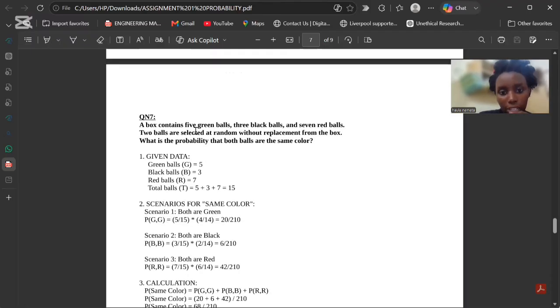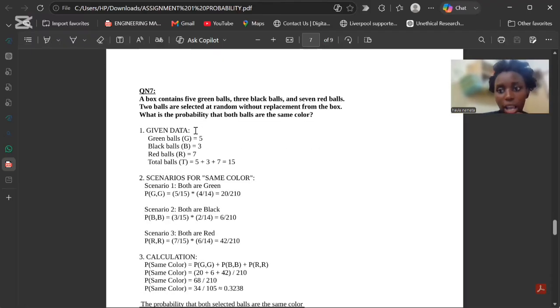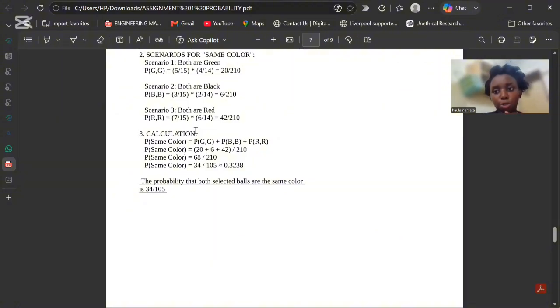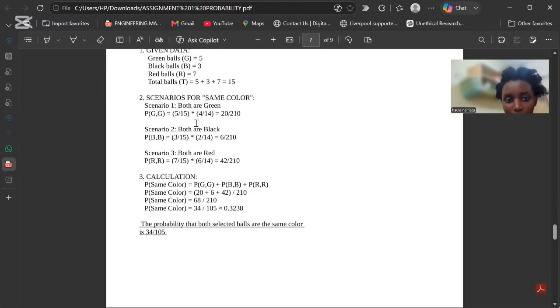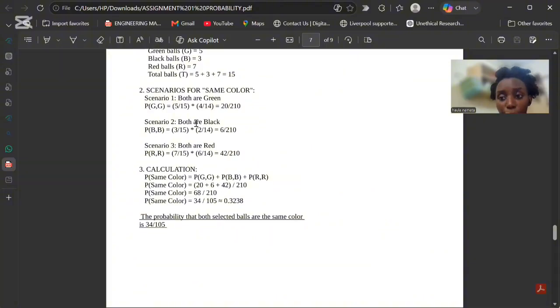Remember, the question tells us 2 balls are selected without replacement, meaning we pick a ball and we do not put it back into the box, so the total number of balls in the box keeps on reducing. You understand? So if we pick green, the number of green balls will reduce from 5 to 4. If we pick black, the number of black balls will reduce from 3 to 2. Red will reduce from 7 to 6, and so on. So the probability of both balls being the same color: in the first picking we shall pick green, and then in the second picking we shall pick another green one, green and green.